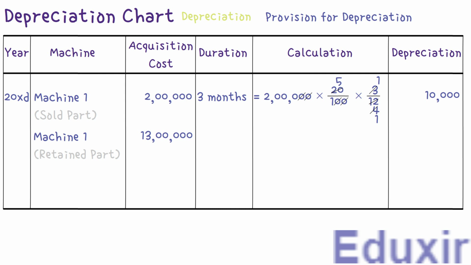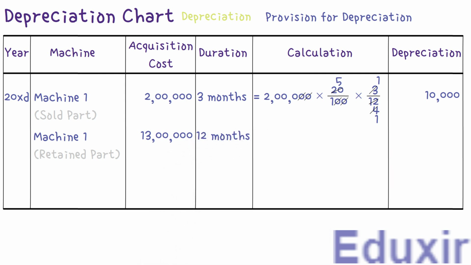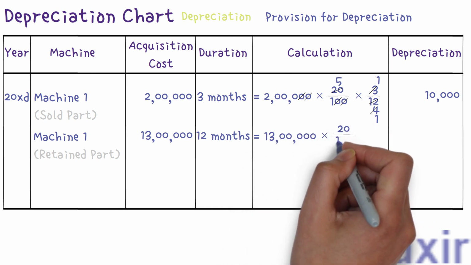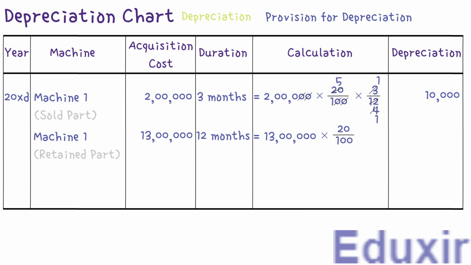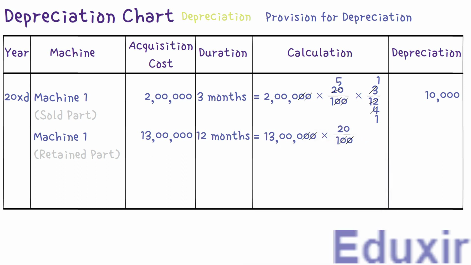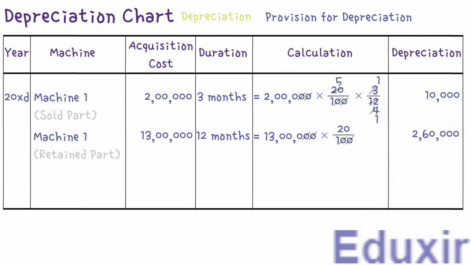Now, we need to calculate the depreciation on all these retained machines for the entire year. So, let's write 12 months as the duration for which we are going to calculate the depreciation on this retained part of the first group of machines. Now, if you multiply the acquisition cost of 13 lakh rupees with the yearly depreciation rate of 20 upon 100, we get the depreciation for 12 months. Let us cancel 2 zeros in 100 for 2 zeros in 13 lakh rupees. Now, if we multiply the remaining value of 13,000 with 20, we get 2,60,000 rupees, which is the depreciation on the retained part of the first group of machines.